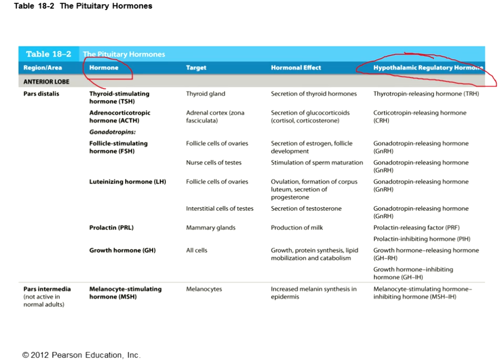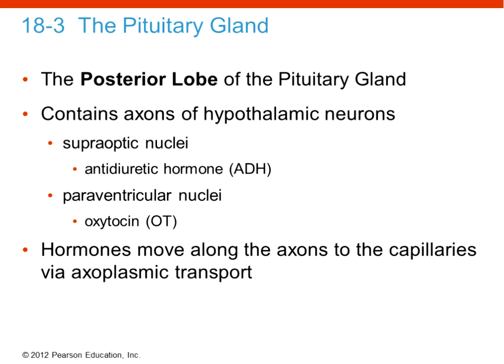All right, and then this is a nice summary again of starting here with the hormone coming from the hypothalamus, then you get the hormone from the adenohypophysis, what it targets, and then what ultimately the effect is. So these are really nice of all the anterior lobe hormones: TSH, ACTH, FSH, LH, prolactin, GH, and MSH, right? And so there are your 7 hormones from the anterior lobe of the pituitary.